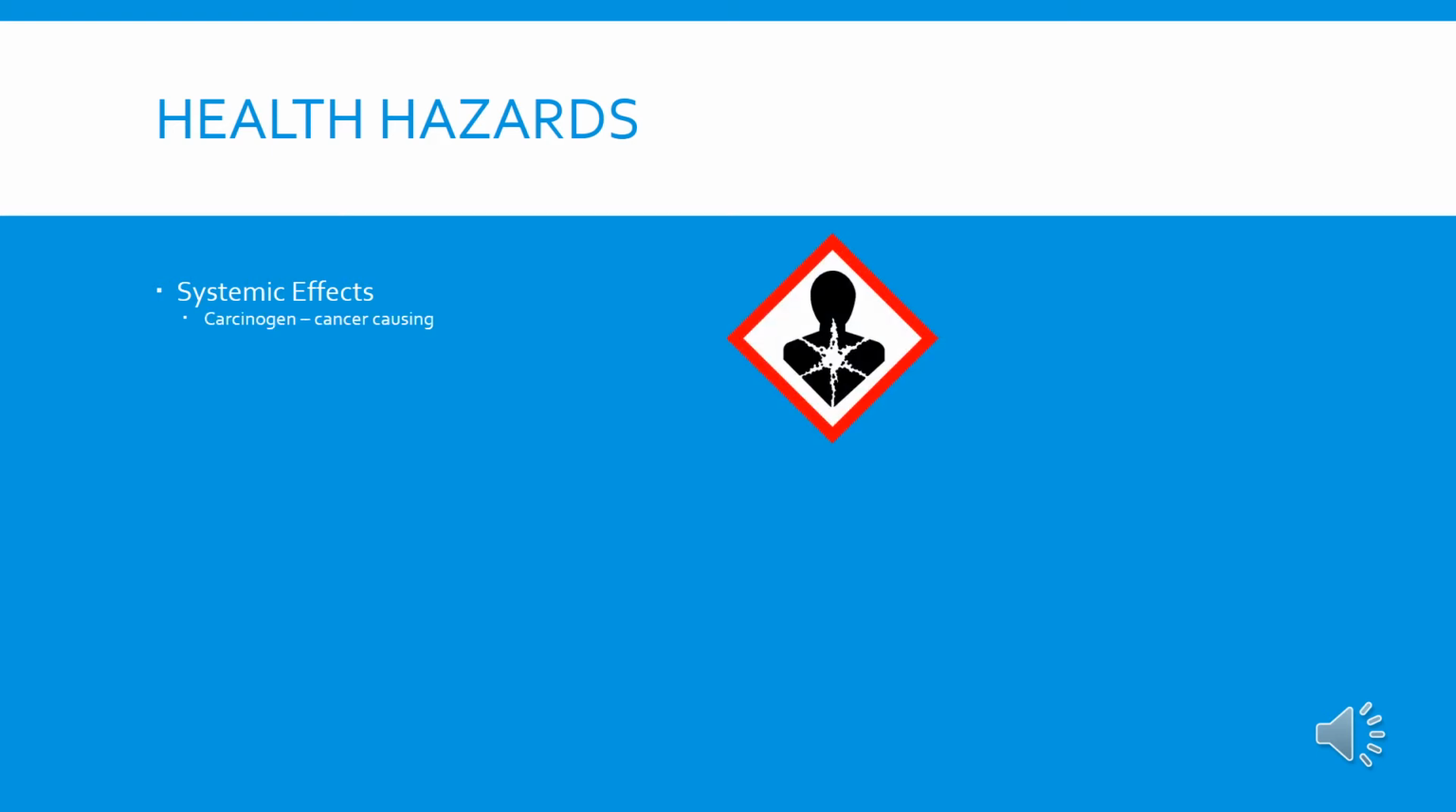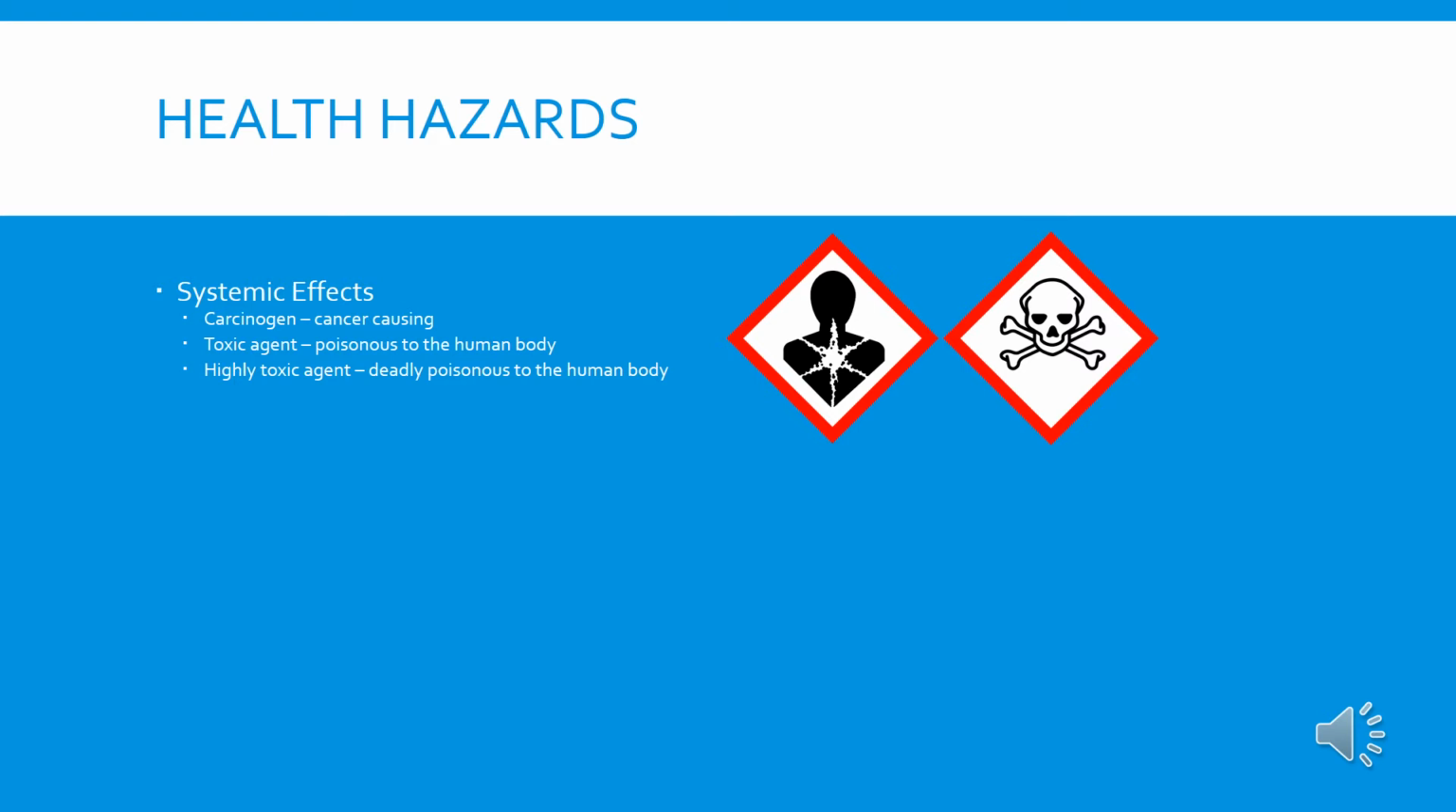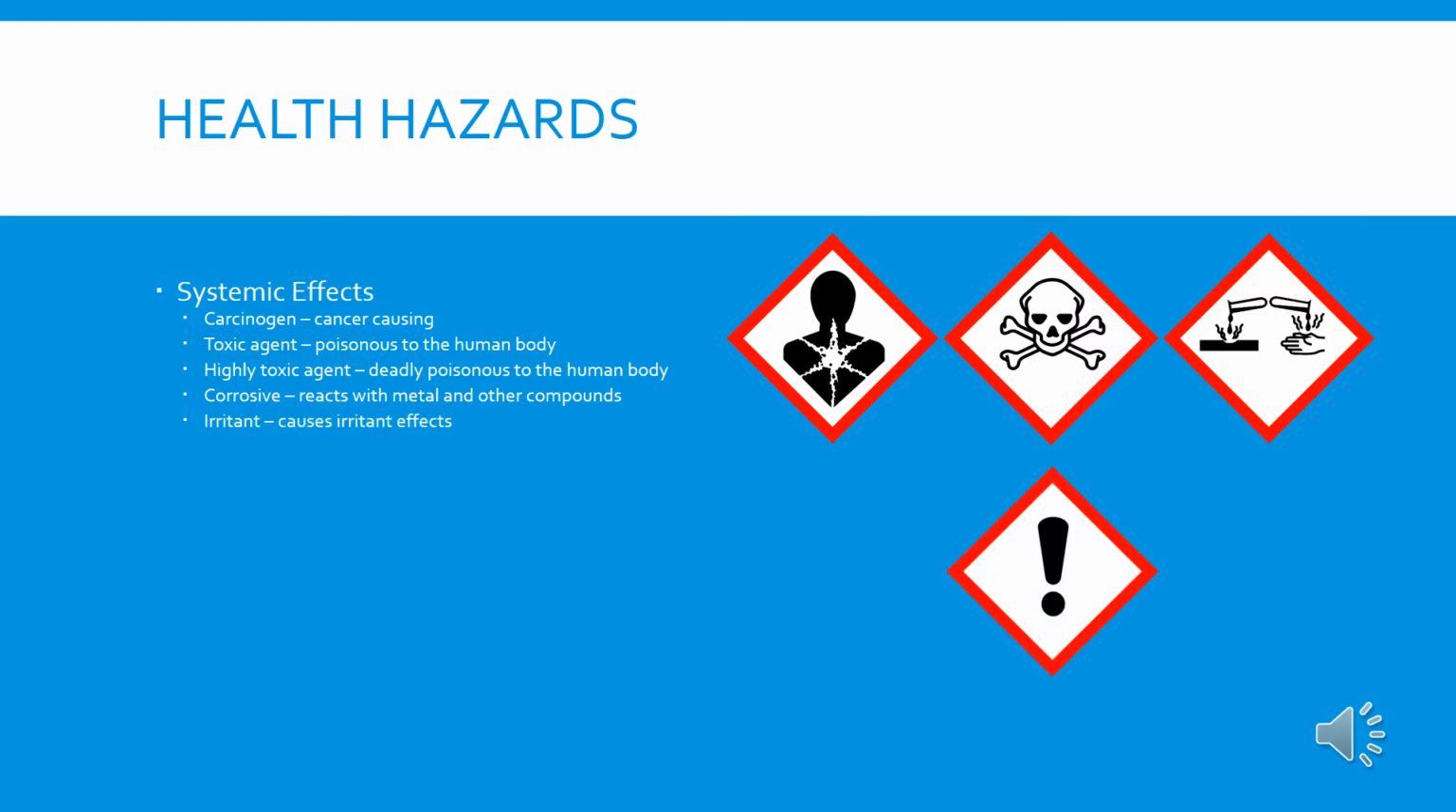carcinogens or cancer-causing agents, toxic agents which are poisonous to the human body, highly toxic agents which are deadly poisonous to the human body, corrosives which react with metal and other compounds, irritants which cause irritant effects to the skin, eyes, respiratory tract, and other areas, sensitizers cause the user to develop a sensitivity to the compound.